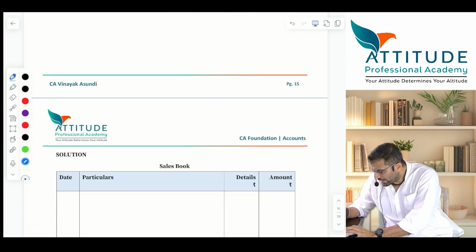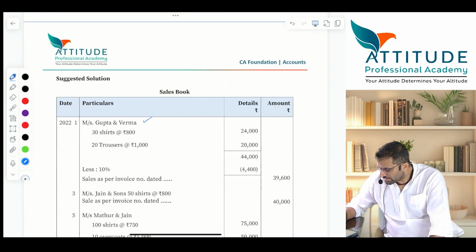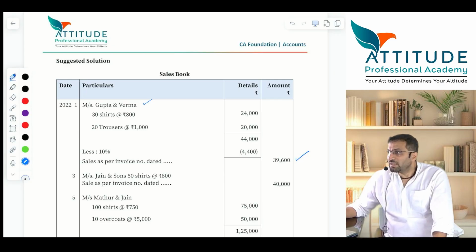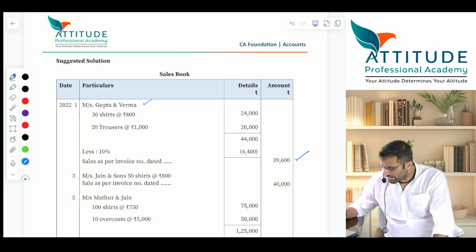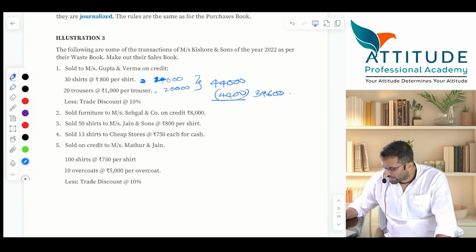Is that clear? Have a look at it. Outer column 39,600. I hope all of you are able to understand. You can add one more column known as invoice number. Is that clear? So I think these are very, very simple. You can work out on your own.